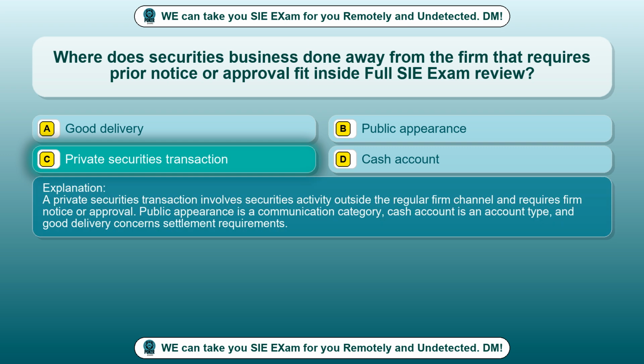A private securities transaction involves securities activity outside the regular firm channel and requires firm notice or approval. Public appearance is a communication category, cash account is an account type, and good delivery concerns settlement requirements.